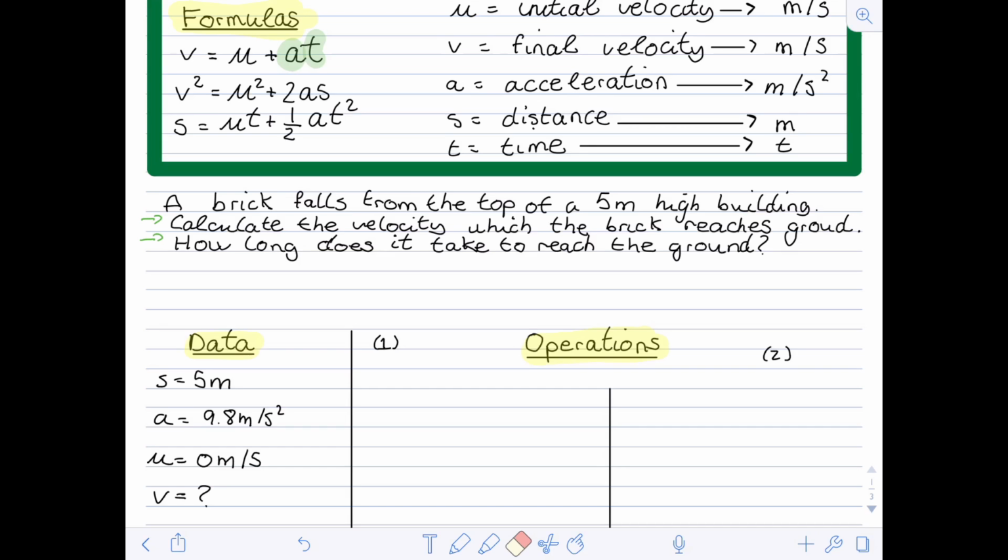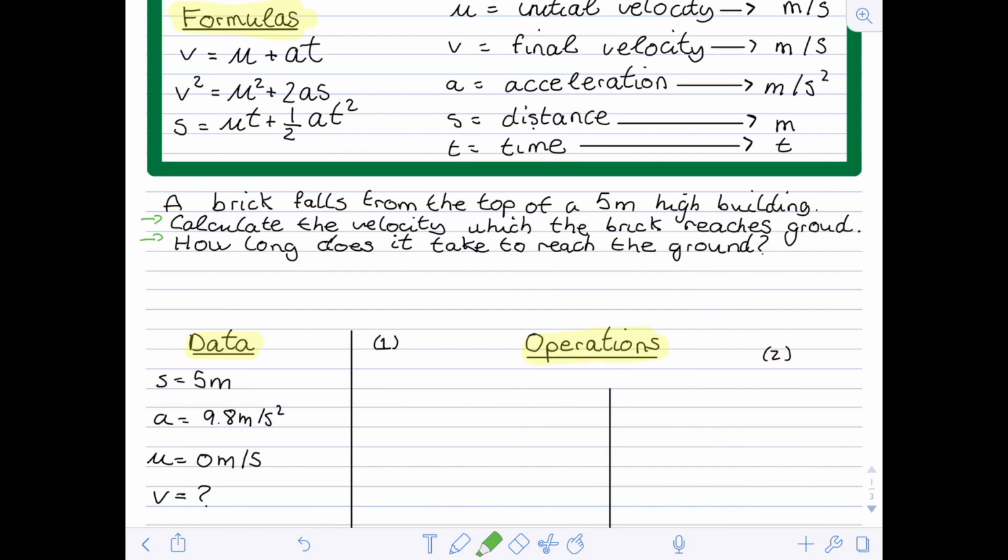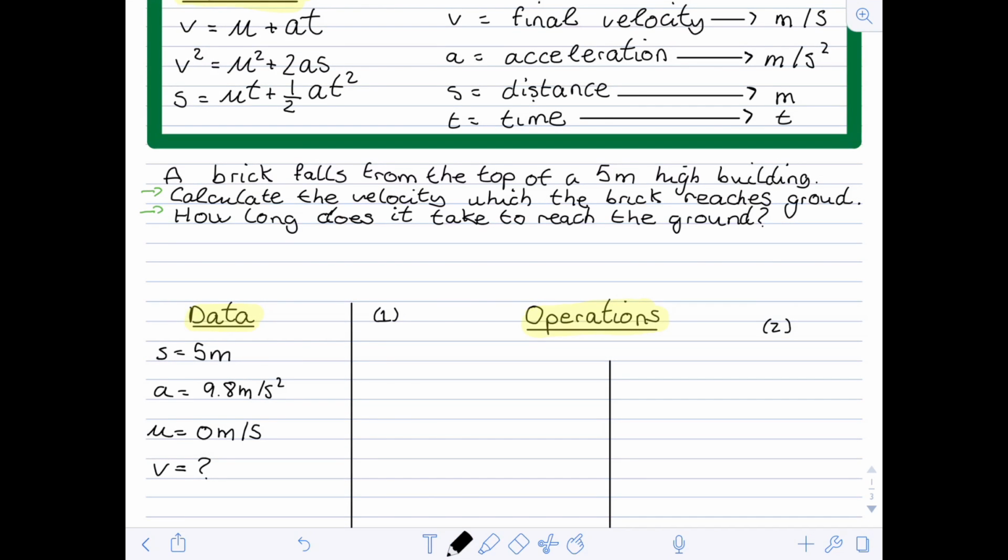Well, we need V. Let's put it in green. Do we know V? Well, we don't, we need it. Do we have U? Yes, we do. Do we have A? Yes, we do. And do we have S? Yes, we do. So we can use that formula there. We have V squared is equal to U squared plus 2AS.